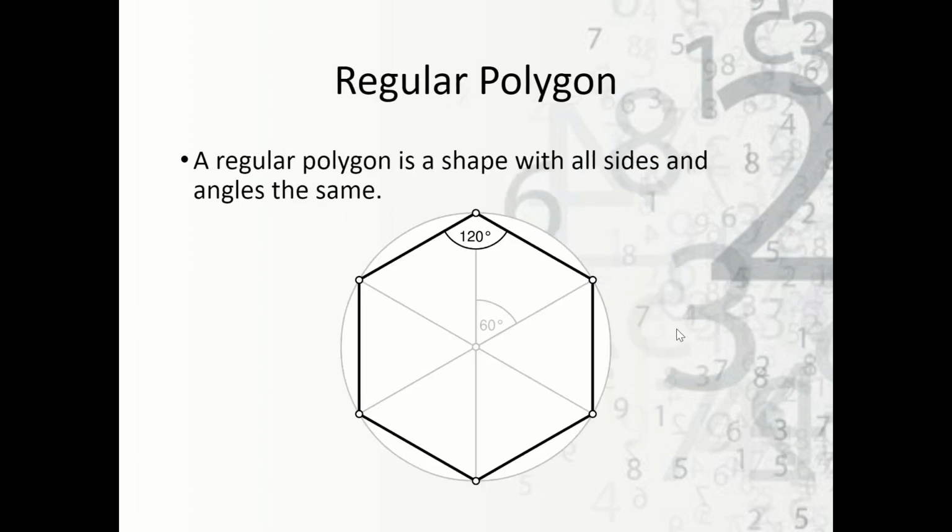Now what is a regular polygon? A regular polygon is a shape with all the sides and angles being exactly the same. So in this case, we have an inscribed regular polygon. So there's 1, 2, 3, 4, 5, 6 sides. And notice all the sides should be exactly the same length, and all of the angles are the same. So this angle is 60 degrees, this angle is 60 degrees, 60, 60, 60, 60. And each one of these angles is 120 degrees. So these are regular polygons.